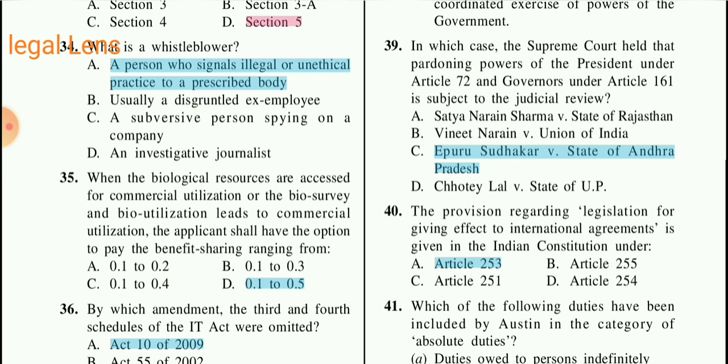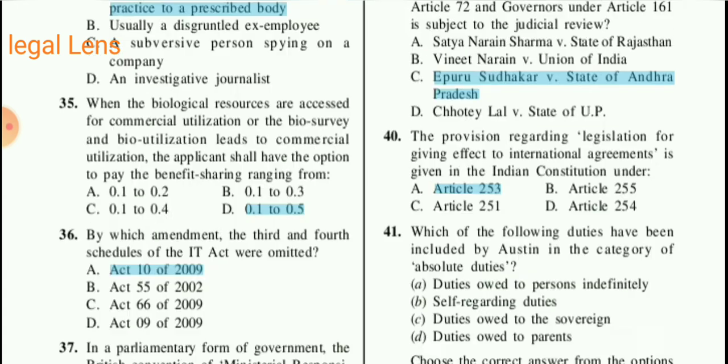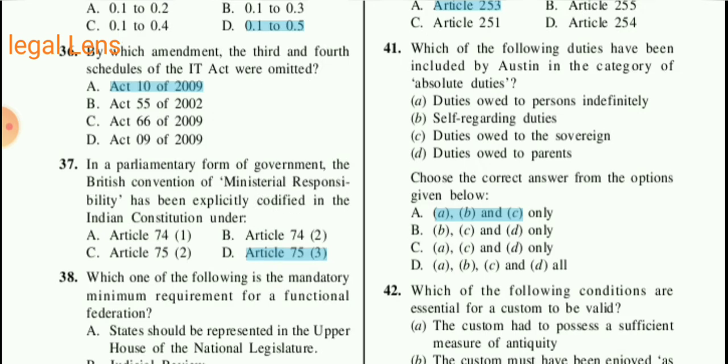Question number 40, the provision regarding legislation for giving effect to international agreements is given in the Indian Constitution under Article 253. Then 41: which of the following duties has been included by Austin in the category of absolute duty? So the option is A, B and C. That means duty owed to persons indefinitely, self-regarding duties and duty owed to the sovereign. With respect to duties owed to the parents, it has not been categorized as absolute duty.